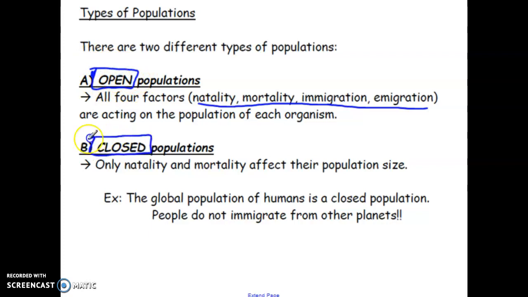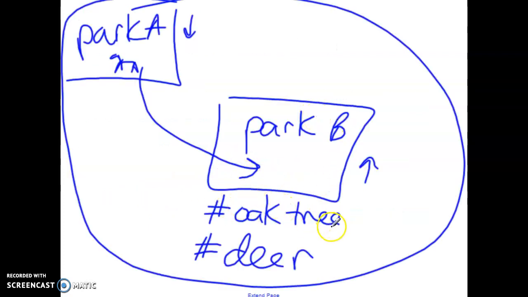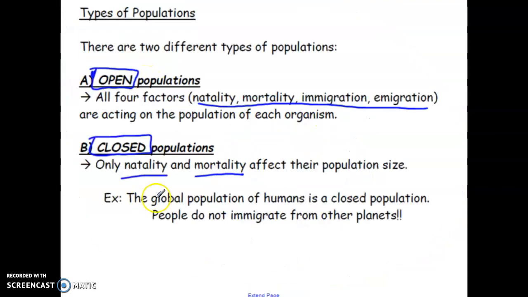A closed population is where you only have birth and death having an impact. So actually this could be a good example for our oak trees, right? If I'm looking at the number of oak trees in Park B, I'm not going to have any oak trees that are going to want to walk over into this park. And I'm not going to have an oak tree that's going to say, you know what, I'm going to leave this park and go to Park A. So producers have a closed population, only birth and death, or I should say growth and death. Obviously plants are not really born the same way a mammal is born, right? But still, growth and death.